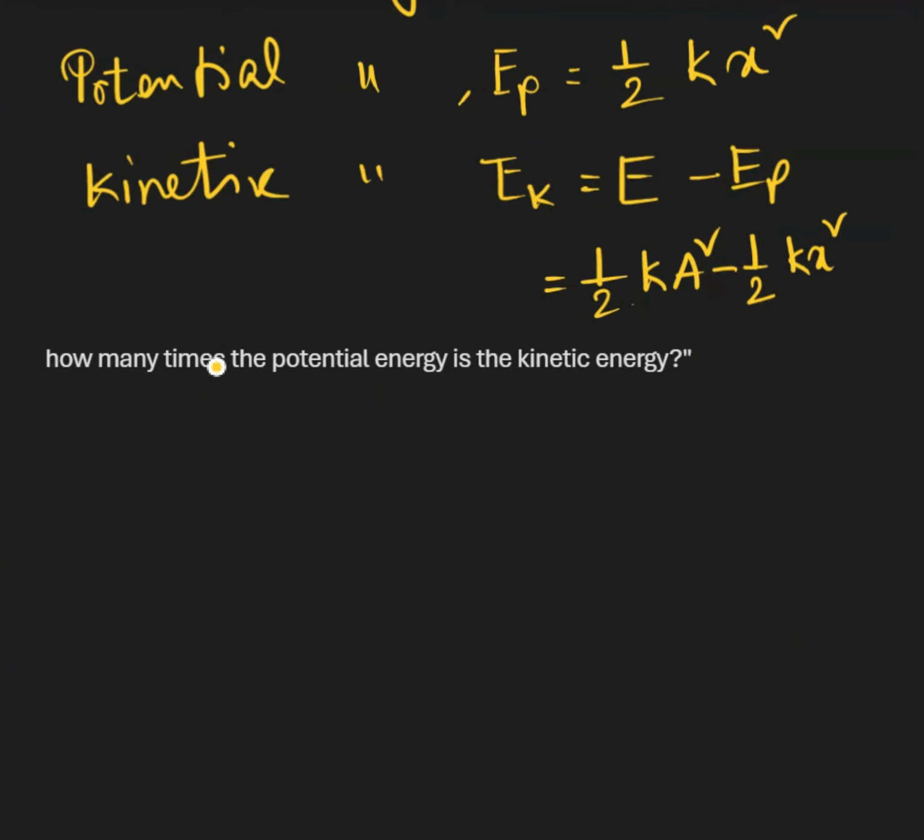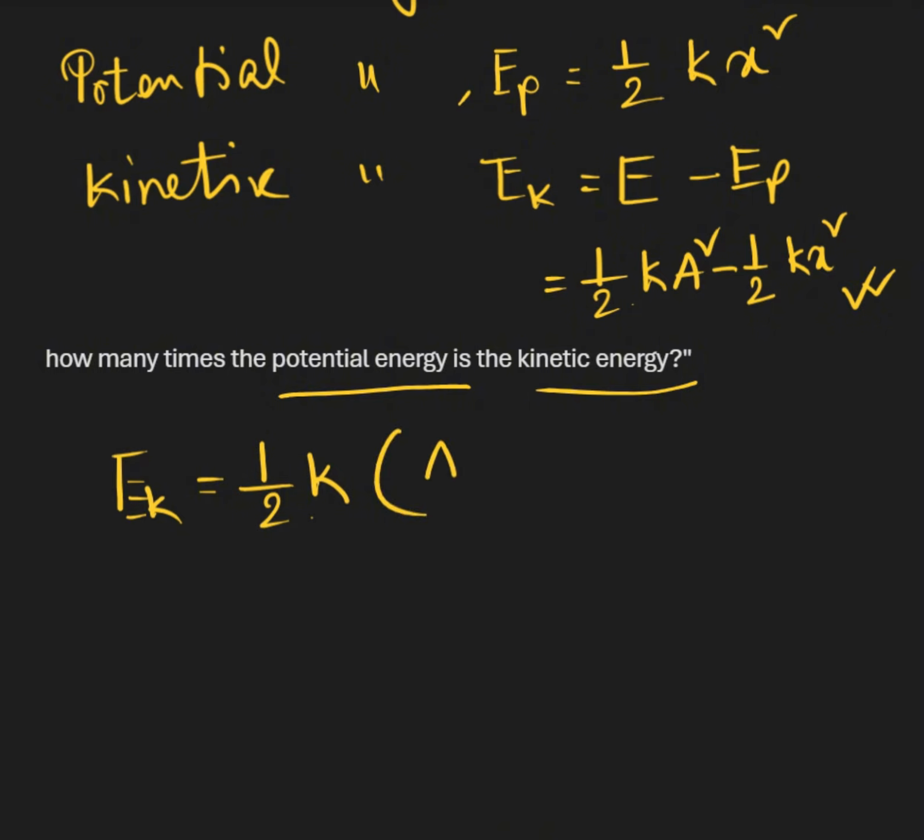So the main theme of the question is the potential energy and the kinetic energy relation. So we should have a form of the equation with respect to the kinetic energy and the potential energy and its ratio actually. So the kinetic energy EK is equal to, from here actually we could write down, half k is a common term, and definitely this is a square minus x square, and we already have got all the values.